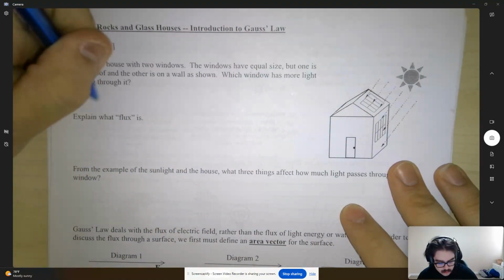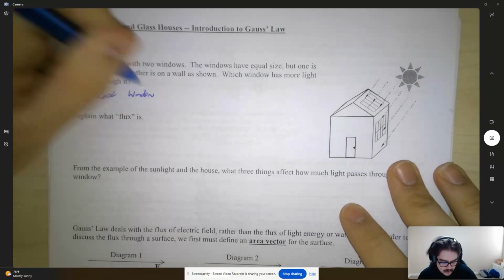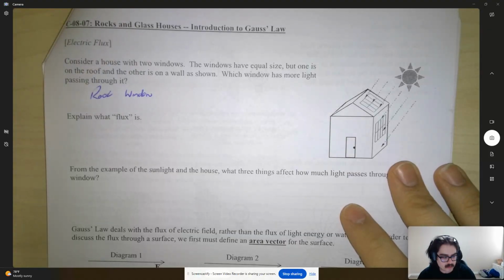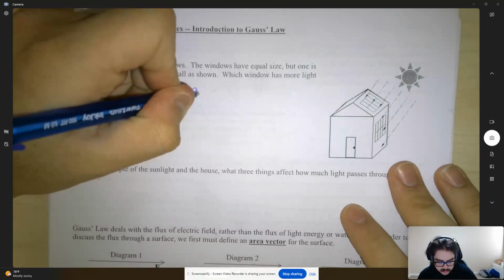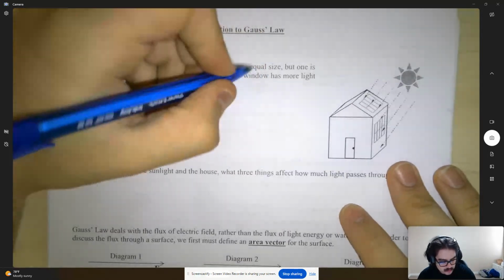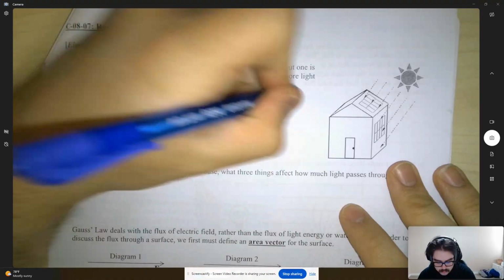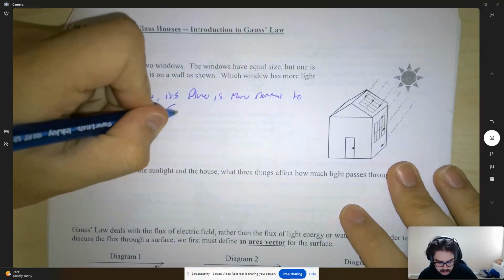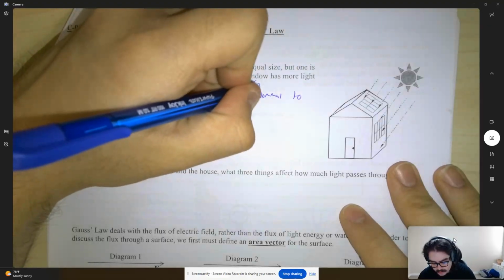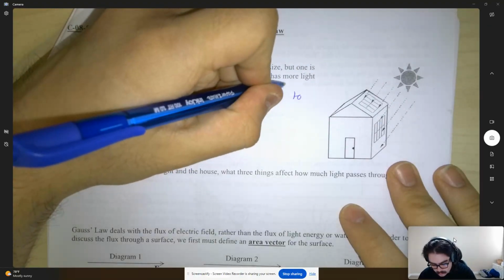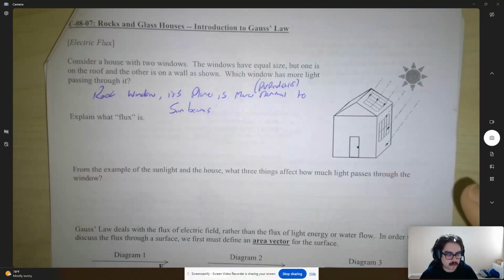So the roof window, and the physics explanation for that is because its plane is more normal to the sunbeams. Okay, and by normal I mean perpendicular. You might have heard me say that a couple times, but normal is the same thing as perpendicular.